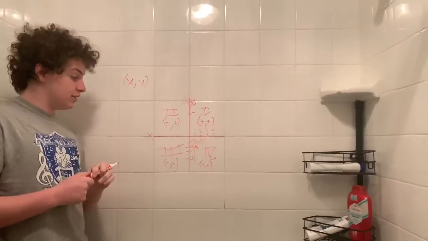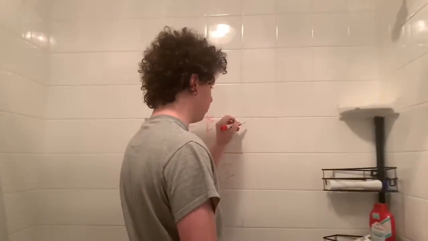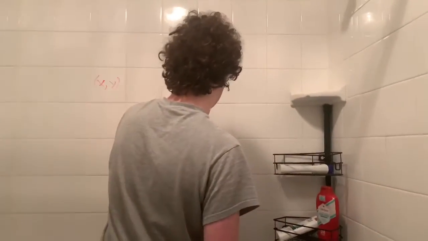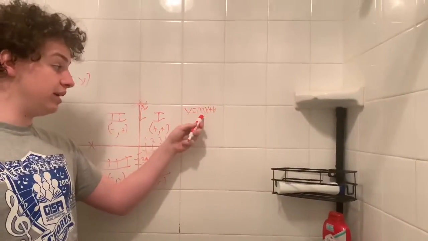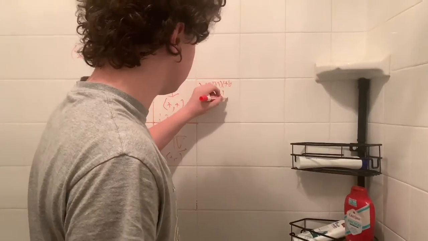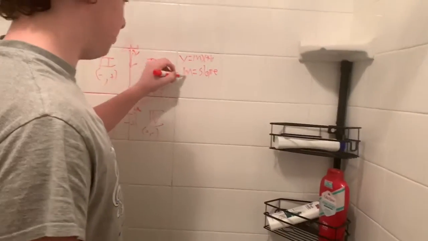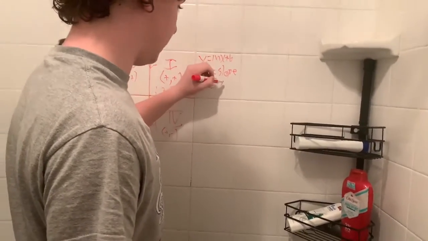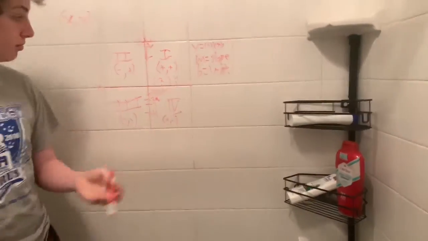Now you need to know your intercepts. For starters, the y-intercept form, which is y equals mx plus b. Now you probably have no idea what m and b are. M is your slope. B is the y-intercept. That makes sense? No.